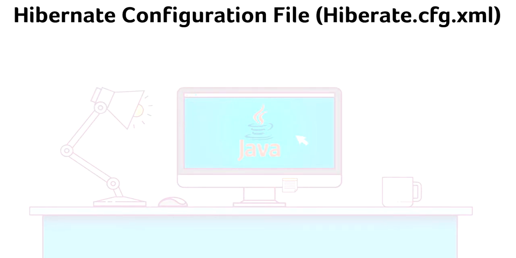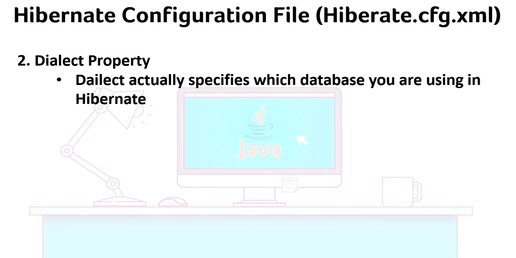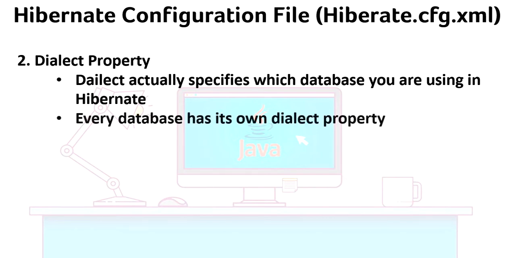The next property in the Hibernate file I want to introduce here is the Dialect property. This Dialect property tells Hibernate what kind of database you are using. For example, if you are using MySQL or Oracle, we want to tell Hibernate that we are going to use this database in Hibernate.